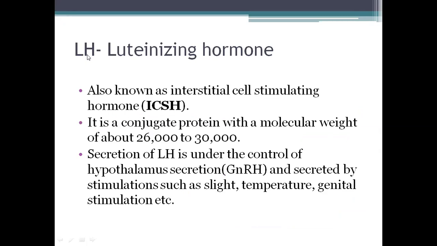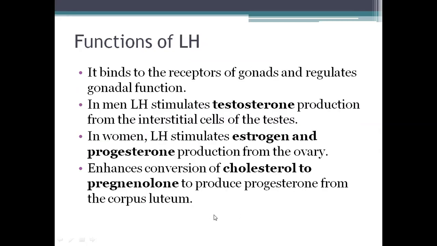Another gonadotrophin that is released by the anterior pituitary is the luteinizing hormone, also known as interstitial cell stimulating hormone, because it acts on the interstitial cells of the testis. That is why it is known as ICSH. It is again a conjugate protein hormone. Since it is a gonadotrophin, it is under the control of the gonadotrophin releasing hormone of the hypothalamus. Apart from that, stimulations such as light, temperature, and genital stimulation may also stimulate the production of the LH.